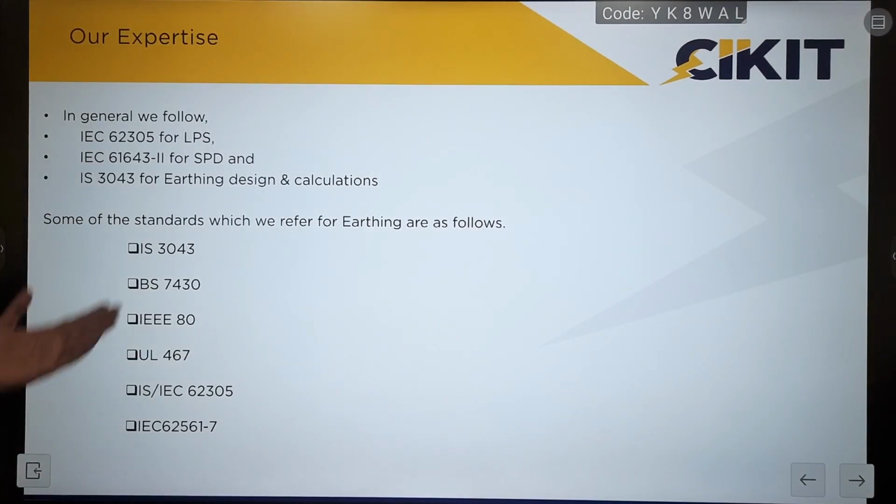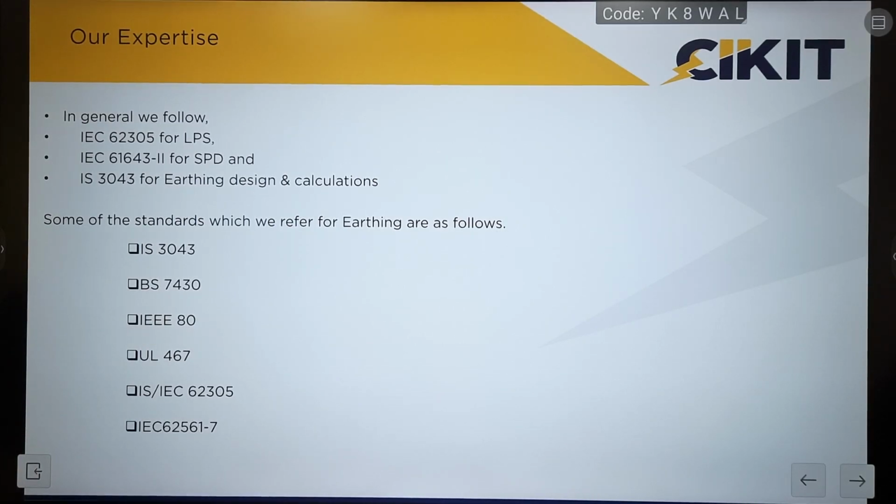If you take earthing, these are some of the earthing standards which we follow. The first one is the Indian code IS 3043, the code of practice for earthing, and the second is British Standard BS 7430. The third, IEEE 80, explains earthing for substations, and UL 467 explains the testing for copper bonded rods. Nowadays the most commonly used earthing material is copper bonded rods. So UL 467 has clearly explained the testing procedures and the minimum requirements for these copper bonded rods.